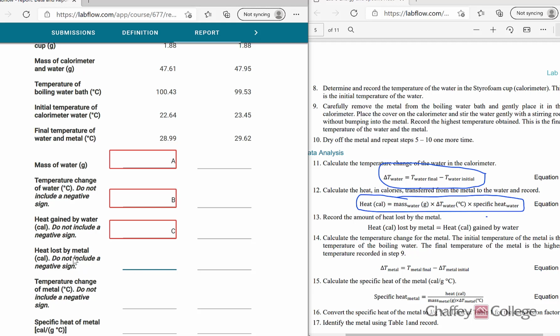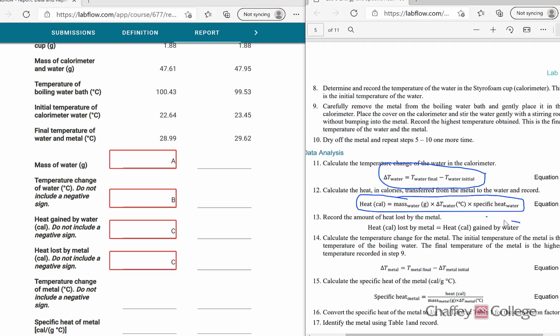Heat lost by metal. Where did water gain the heat from? Water gained the heat from the metal. So if water gained C amount of heat, the metal must have lost the same amount of heat, because the law is energy can neither be created nor destroyed, it can only be transferred. If one object is gaining the heat, the other one is losing it. So heat lost by metal is heat gained by water. Number 13 is the equation for this section.